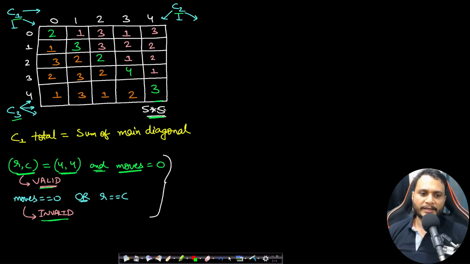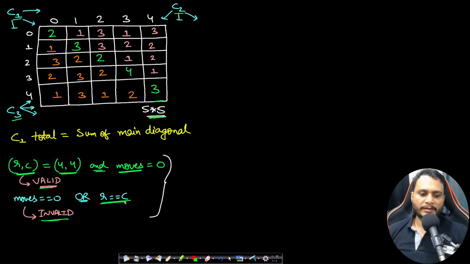But we have to take exactly n minus 1 hops, which is 4 hops. The invalid case is this: if the number of moves becomes 0 at any cell, that means you reach a cell and the number of hops becomes 0 there, so you have exhausted all your moves and you have not reached the bottom right corner. So it is invalid. Okay, the path is invalid.